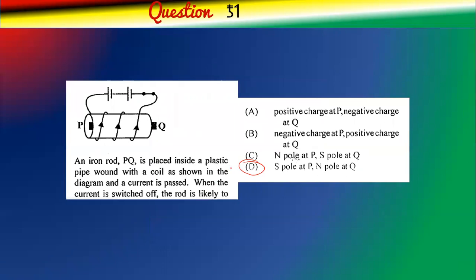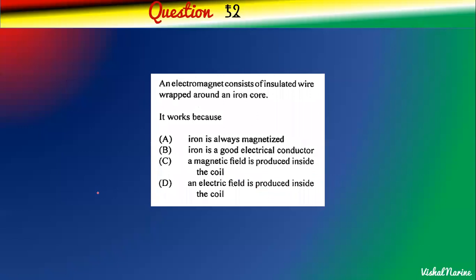All right, so you can check back. I'm missing questions 48 and 49. We go to question 52.